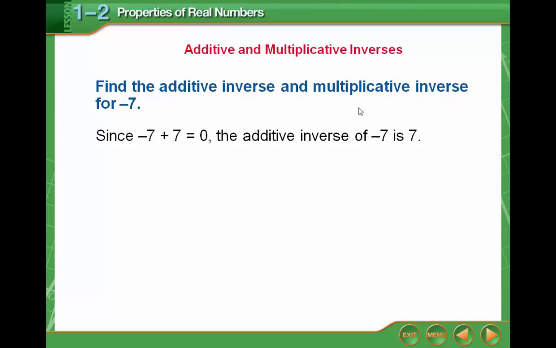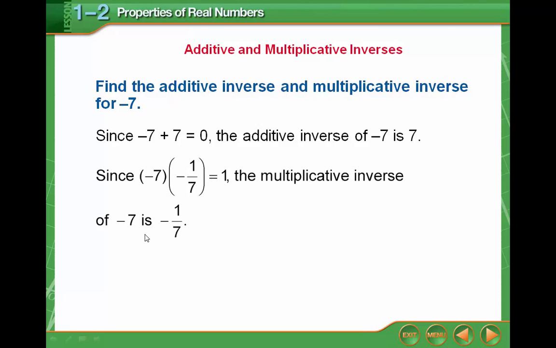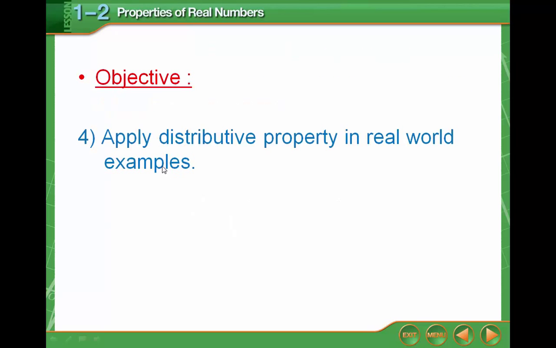Now for the multiplicative inverse, what's the number multiplied by negative 7 to get 1? To get the identity of multiplication again. It's the reciprocal of negative 7. The reciprocal is when you switch the numerator and the denominator. So the multiplicative inverse of negative 7 is negative 1 over 7, because their product is 1.